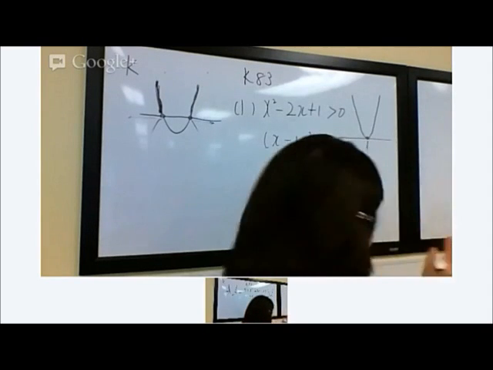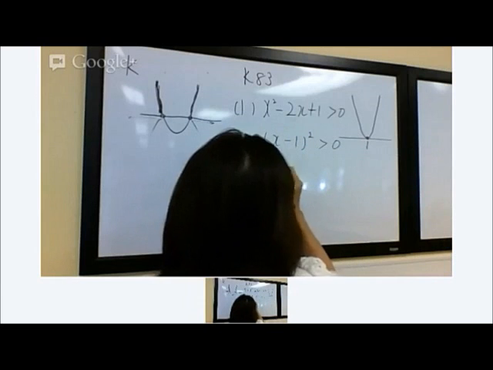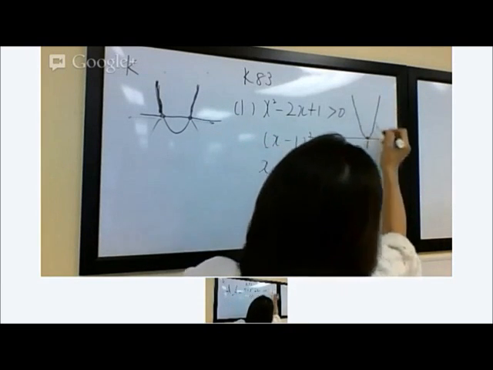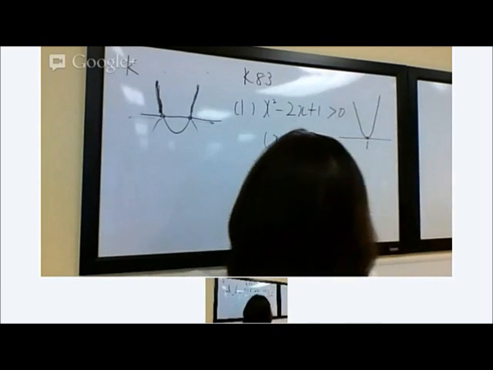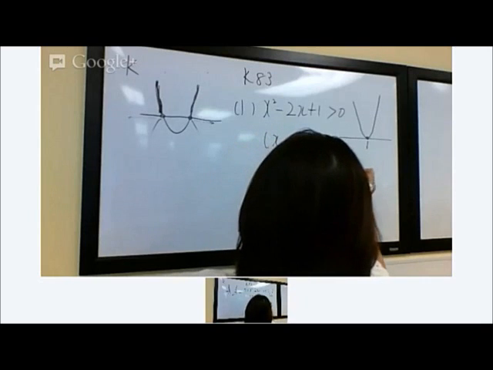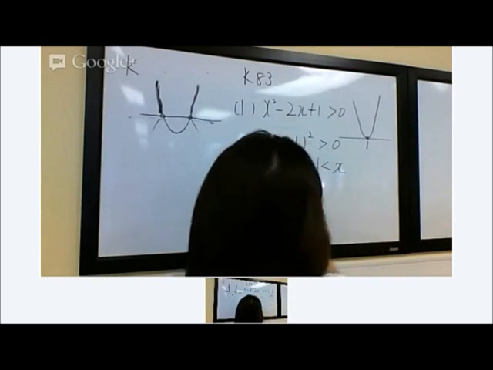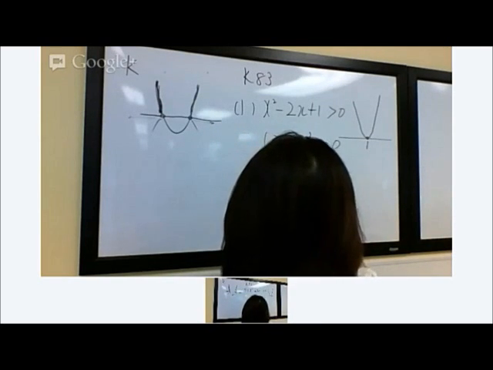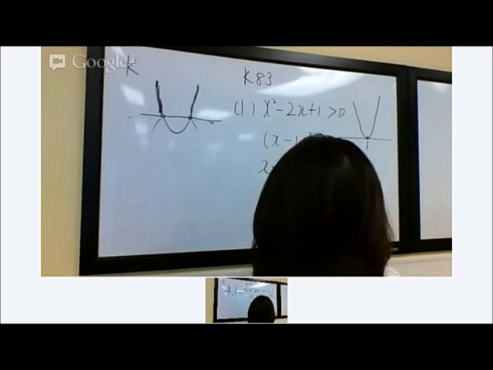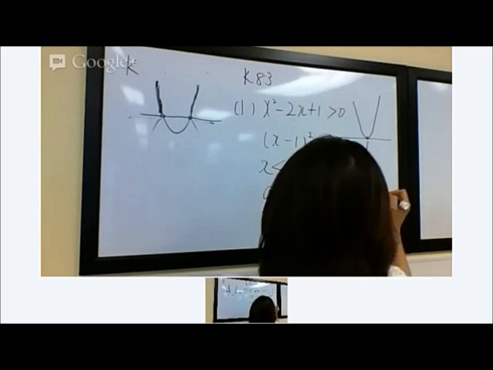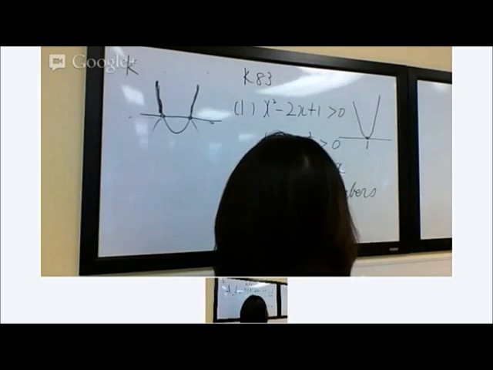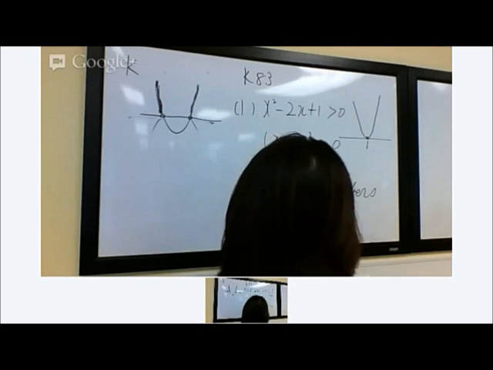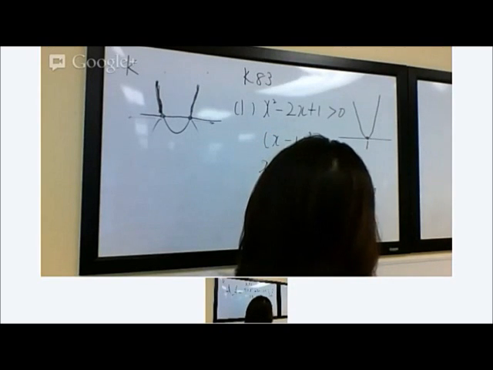So there are two ways to give the answer. X goes this way and this way: x less than 1 or x greater than 1. Or x is all real numbers except x equals 1.